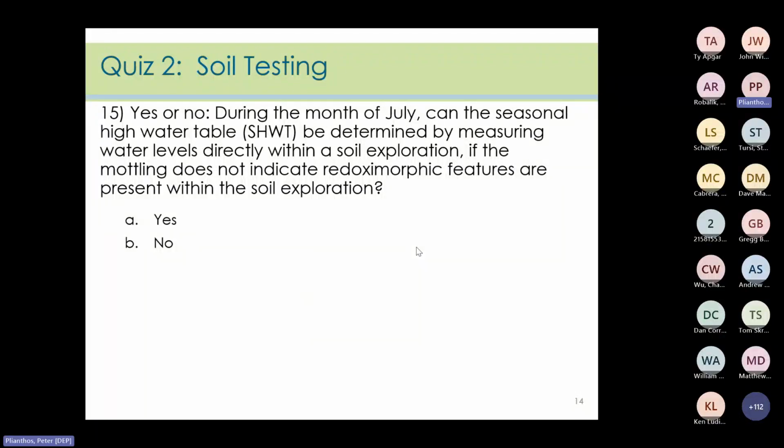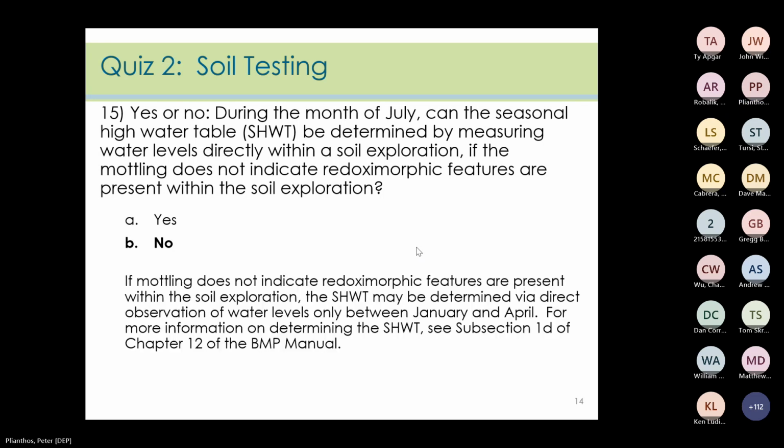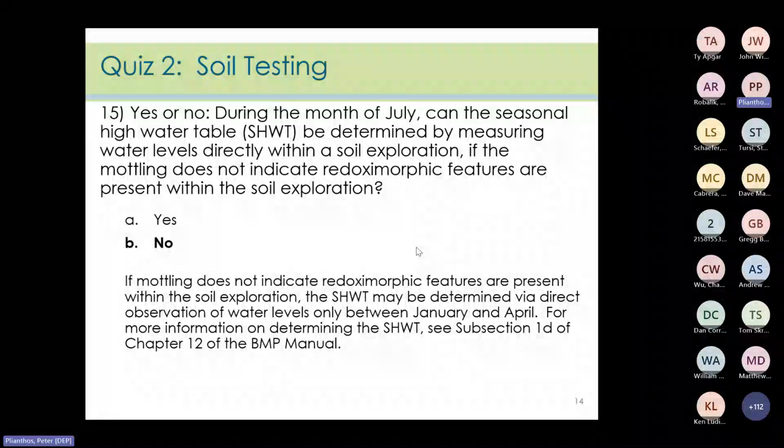Number 15, yes or no? During the month of July, can the seasonal high water table be determined by measuring water levels directly within a soil exploration if the modeling does not indicate redoximorphic features are present within the soil exploration? And the answer to this is no. If modeling does not indicate redoximorphic features are present within the soil exploration, the seasonal high water table may be determined via direct observation of water levels only between January and April. For more information on determining the seasonal high water table, see subsection 1D of Chapter 12 of the BMP Manual.